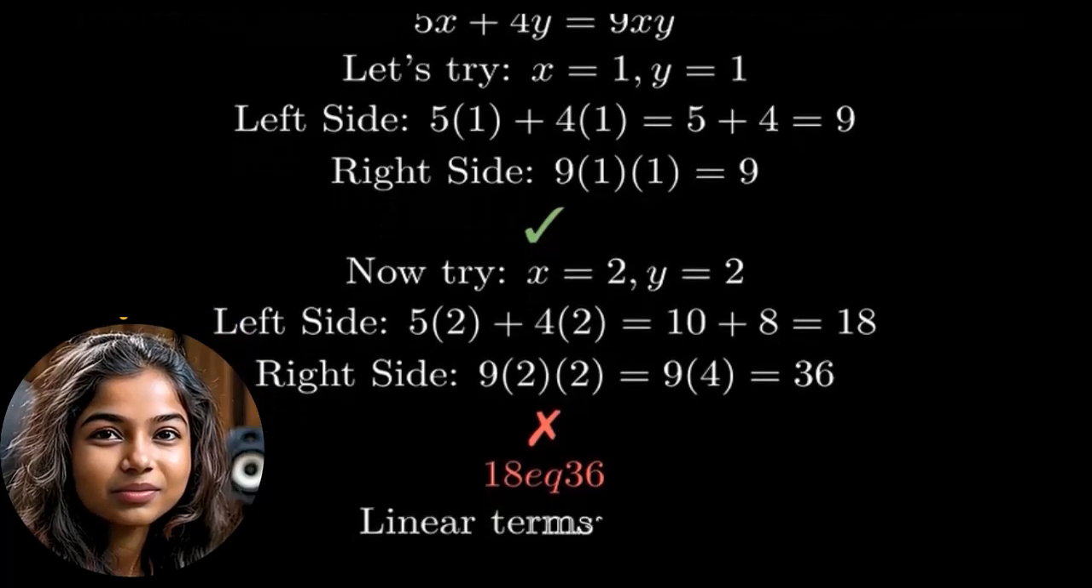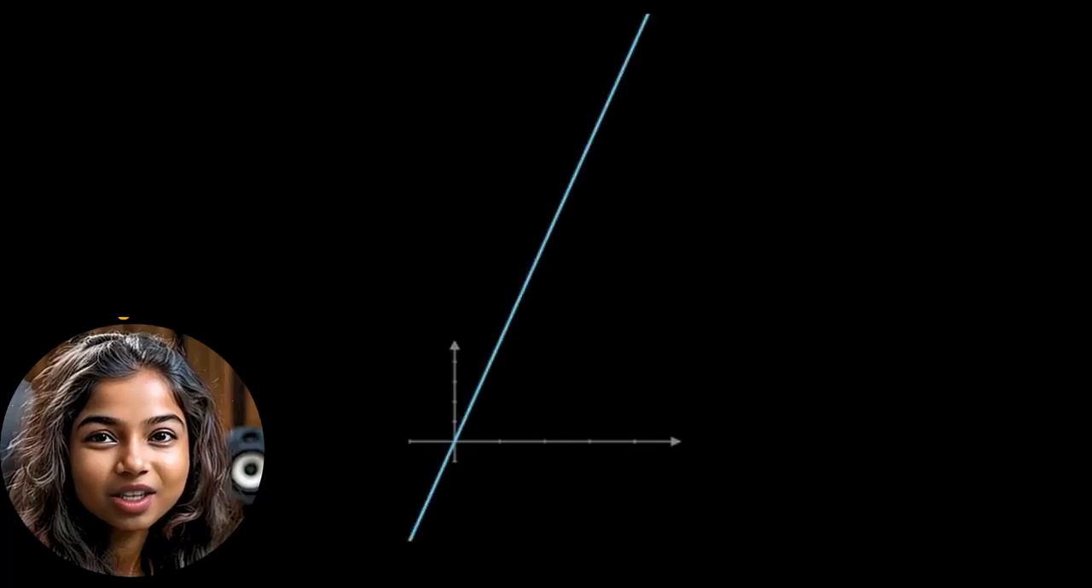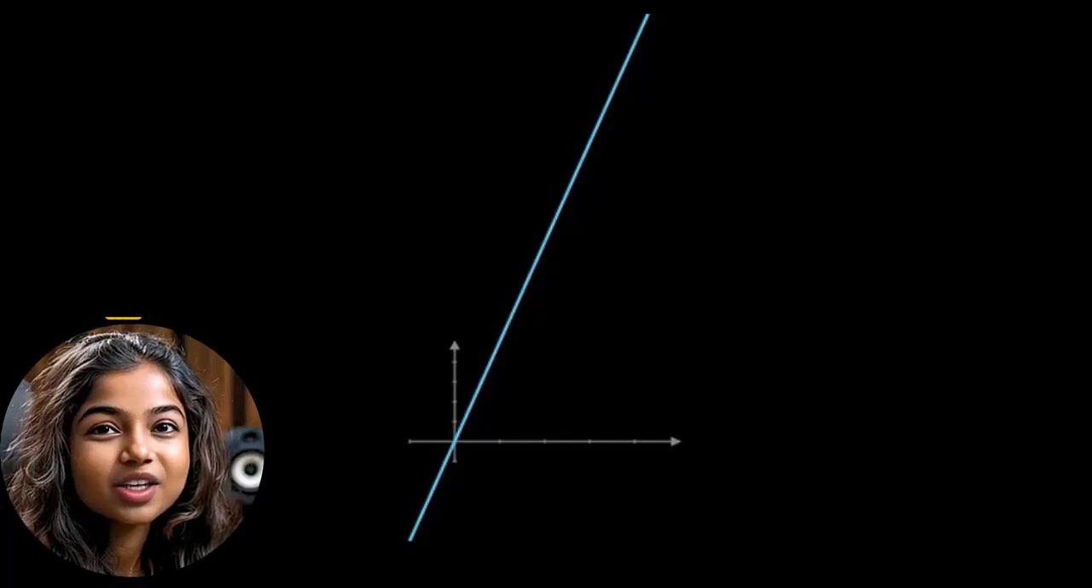On the left side, we have linear terms, 5x and 4y. These terms grow linearly with x and y. When we graph linear terms, they form straight lines. But on the right side, we have 9xy, which is a quadratic term. This grows much faster than linear terms. When we graph quadratic terms, they form curves that grow much more quickly than straight lines.